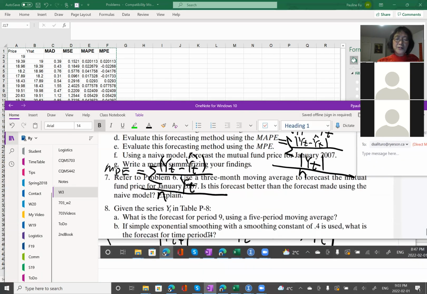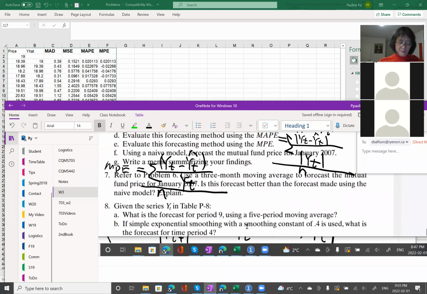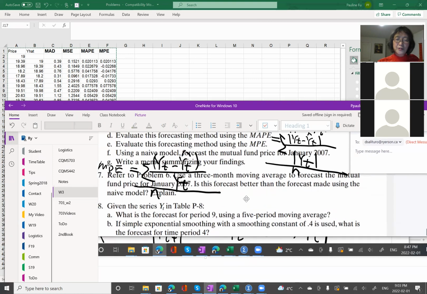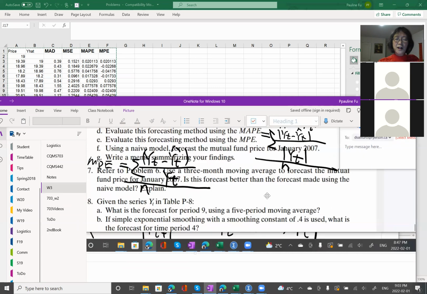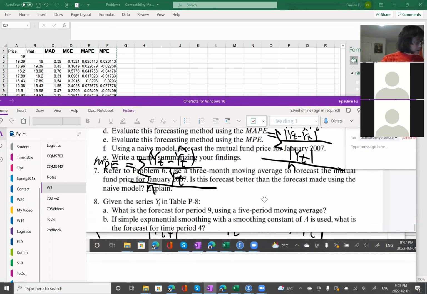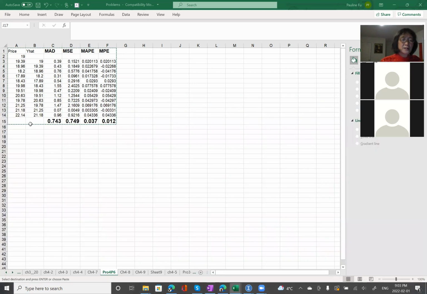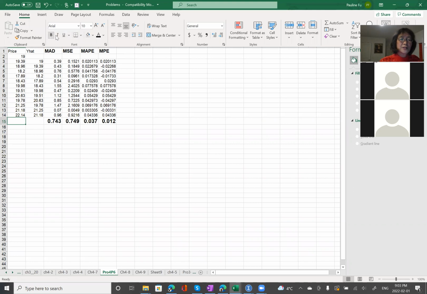All right, so next question, question 7. Use a 3-month moving average to forecast the price for January 2007. Is this forecast better than using the naive model? There are 2 questions in question 7. So January 2007, it is here. We are asked to forecast this number.